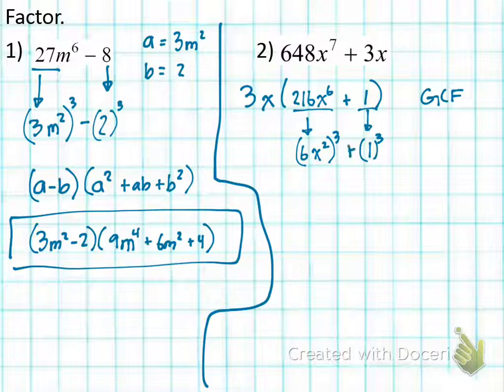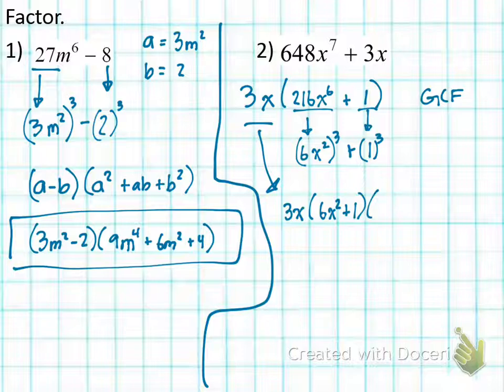And we have a plus sign here, right? So if this is the case, then our factored form would be, we take the GCF from the first step, so it's going to be 3x times a plus b, which is 6x squared plus 1, times a quantity of a squared, which is 6 squared, which is 36. X squared raised to the second power is x to the 4th, minus a times b. A times b is just 6x squared, plus b squared is just 1. This is your final answer.